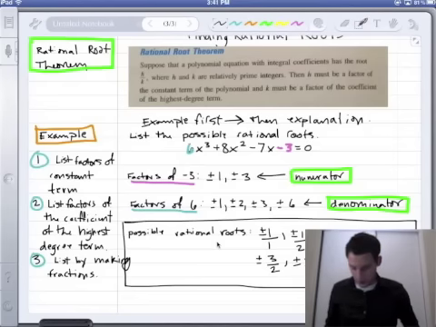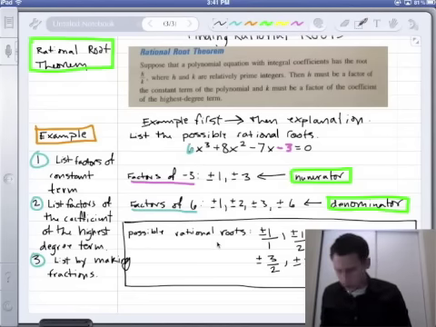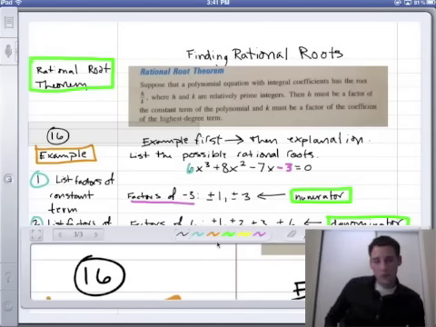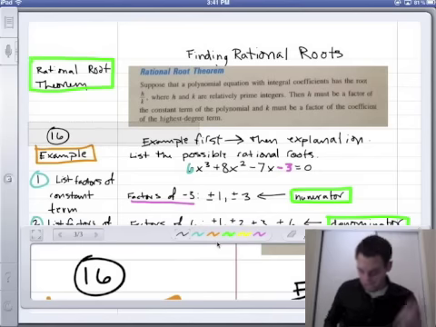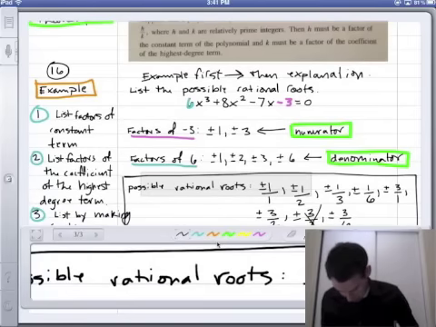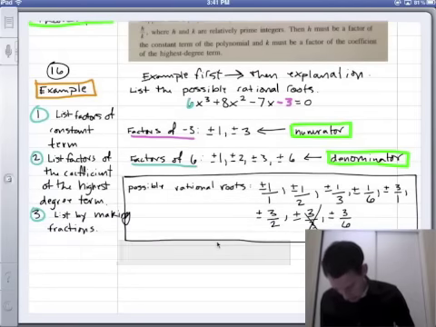So this was example 16. And that's how you use the rational roots theorem. So next example, let's see here.